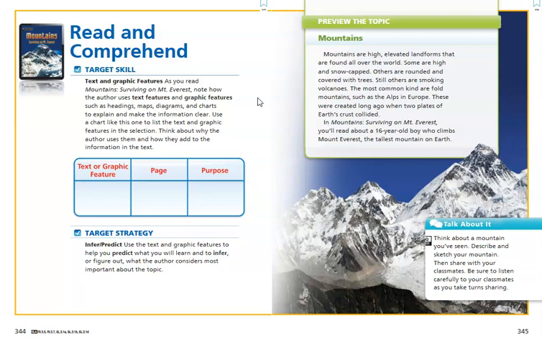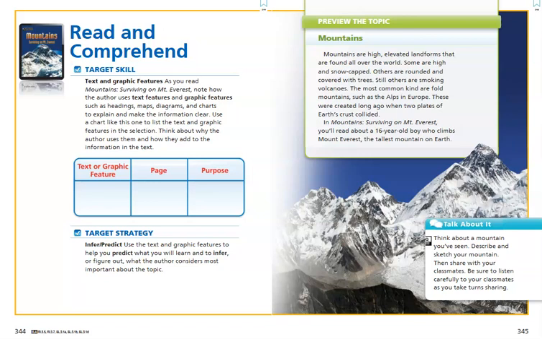Okay, and then down here we can see that our target strategy is going to be infer or predict. So when we infer or make an inference, we're basically figuring out what the author has not come out and told us. That's what it means to make an inference. And I actually have a little jingle that I made up for inferring or making an inference, and it goes like this. Infer, make an inference, what's it about? The author didn't tell us, but we figured it out.